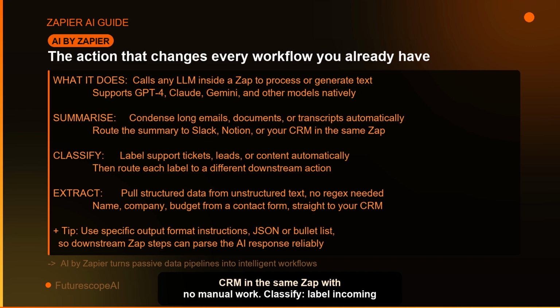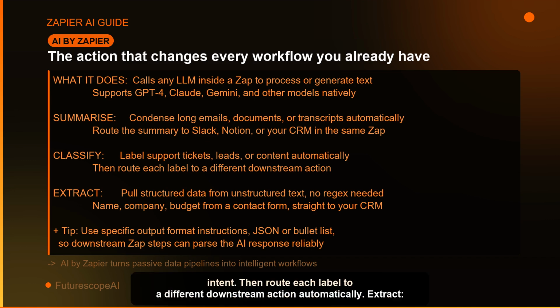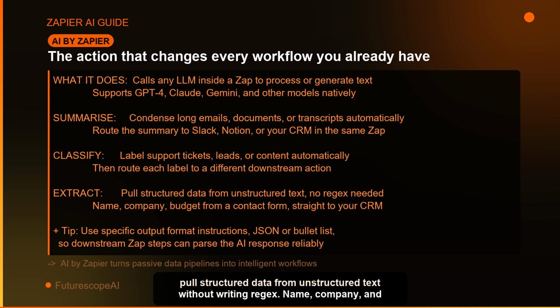Classify: label incoming support tickets as billing, technical, or general. Label leads by industry or intent. Then route each label to a different downstream action automatically. Extract: pull structured data from unstructured text without writing regex. Name, company, and budget from a contact form response goes straight into the right CRM fields.